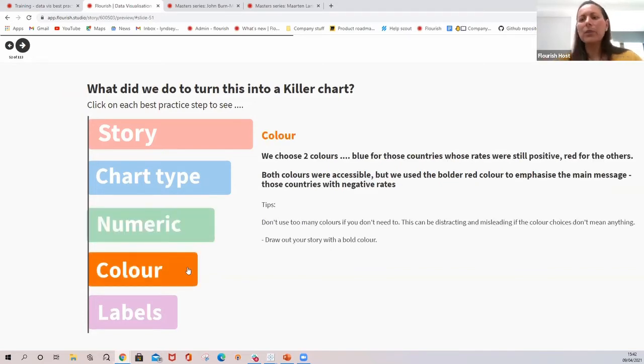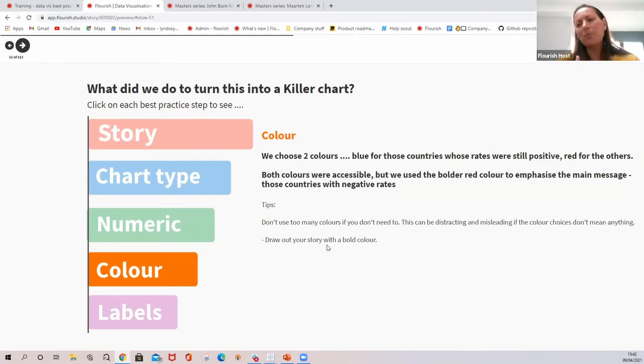Color, again, we had all these lovely, beautiful colors, but it didn't really mean anything. And so we decided just to go to the simplest, purest form, which is just to have two colors, which actually means something. The countries that rates aren't negative and the countries that rates are negative. And some tips here: try not to use too many colors if you don't need to. I know that people love colorful stuff, but it can be distracting and misleading if it doesn't mean anything.